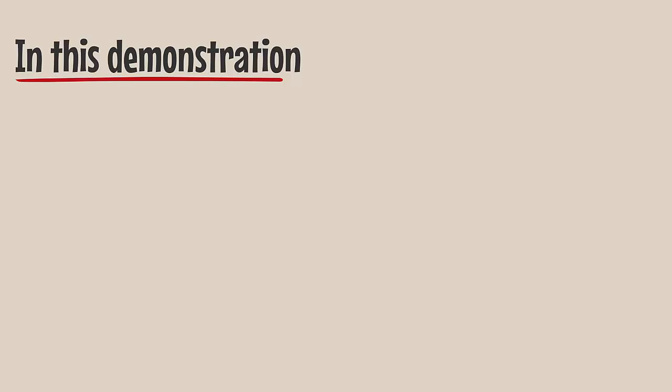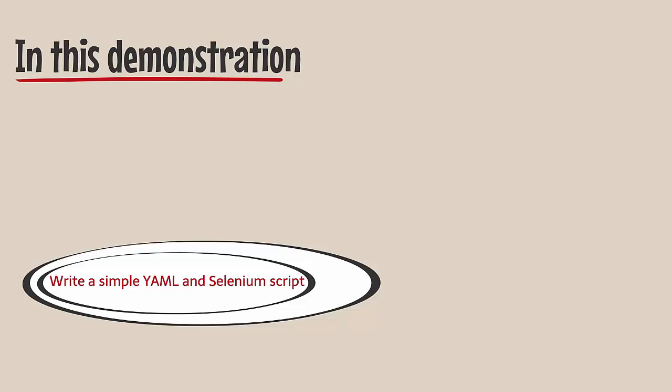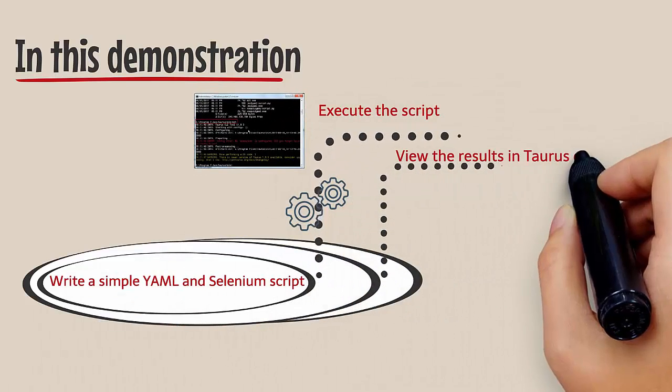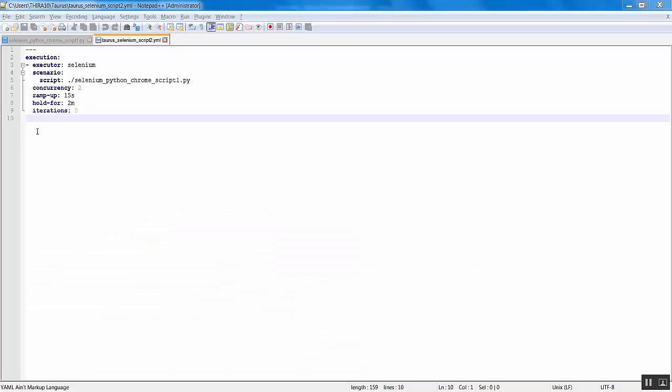In this demonstration, you will write a simple YAML script and a Selenium script written in Python language, execute the script, and view the results in the Taurus console. So you can see here the executor is Selenium and the script path is given, the file name is given here, selenium_python_chrome_script1.py, that is py. Let's see the contents of the script file.